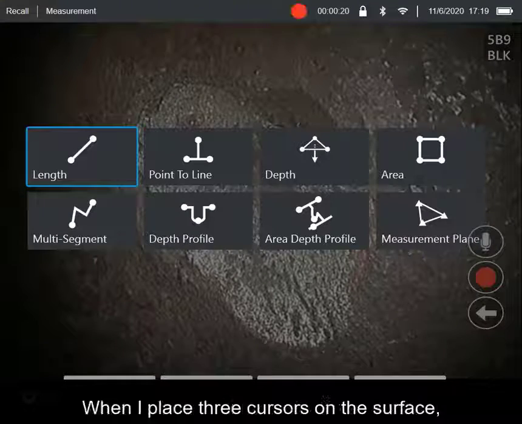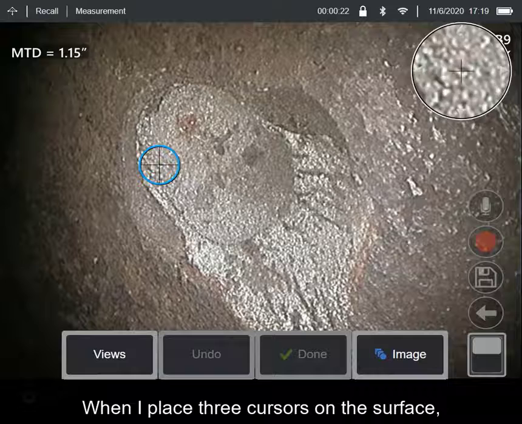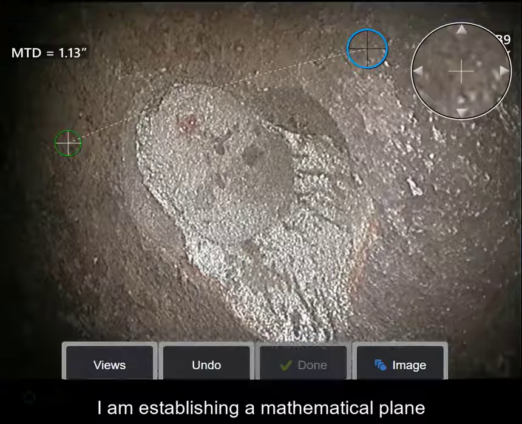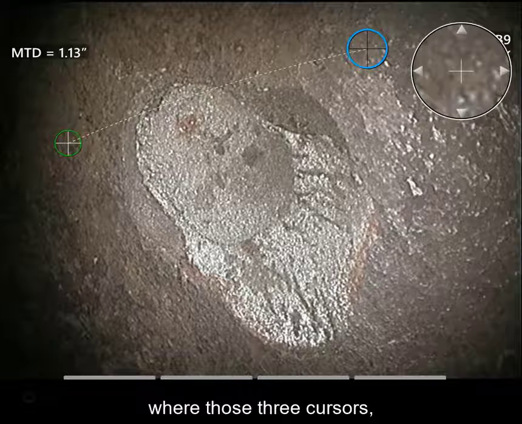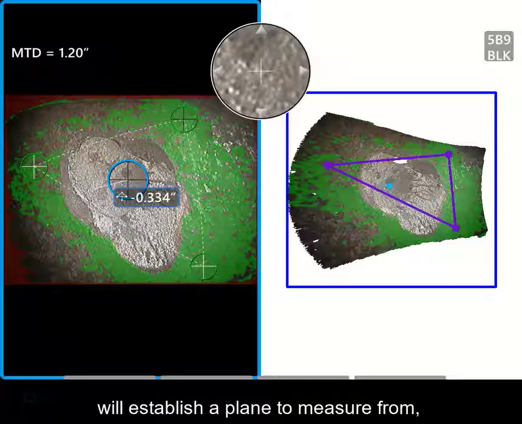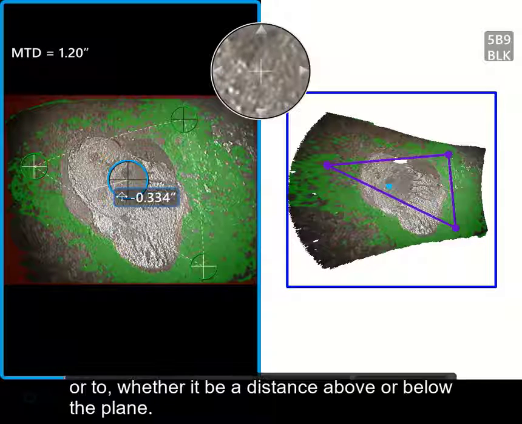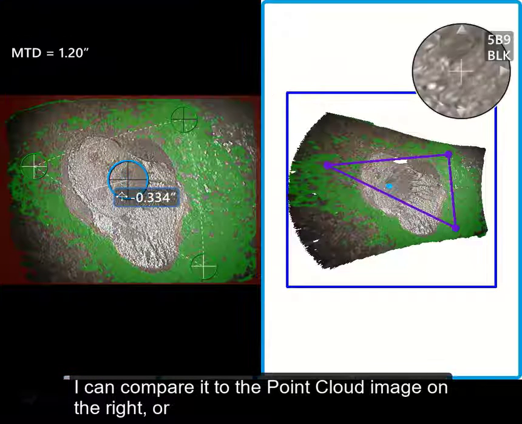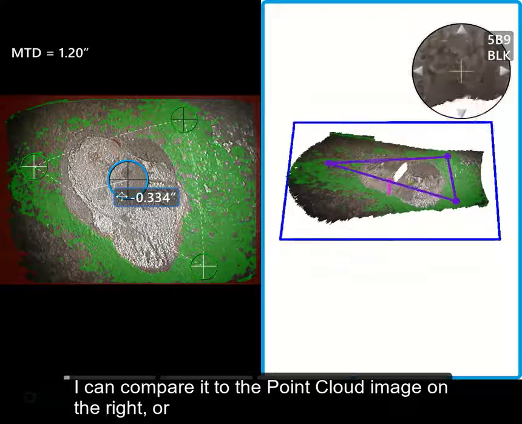depth. When I place three cursors on the surface, I'm establishing a mathematical plane where those three cursors will establish a plane to measure from, or to, whether it be a distance above or below the plane. Once I have the measurement, I can look in the white light image on the left. I can compare it to the point cloud image on the right.